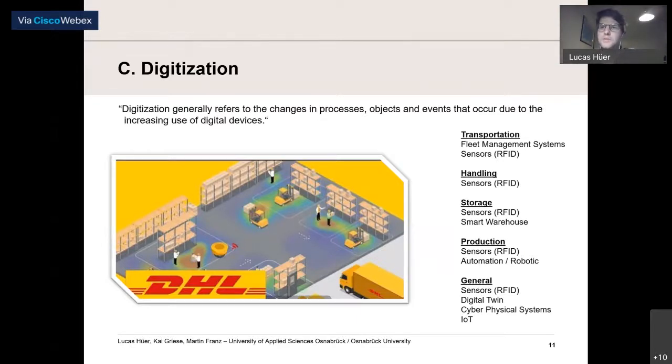And then you can optimize processes on the screen digitally and see how you can save space in real life if you implement it. And this works very well for DHL and also for some other companies in order to save their space. Other examples for digitization improvements are mostly fleet management systems or things that go hand in hand with the Internet of Things or cyber physical systems.